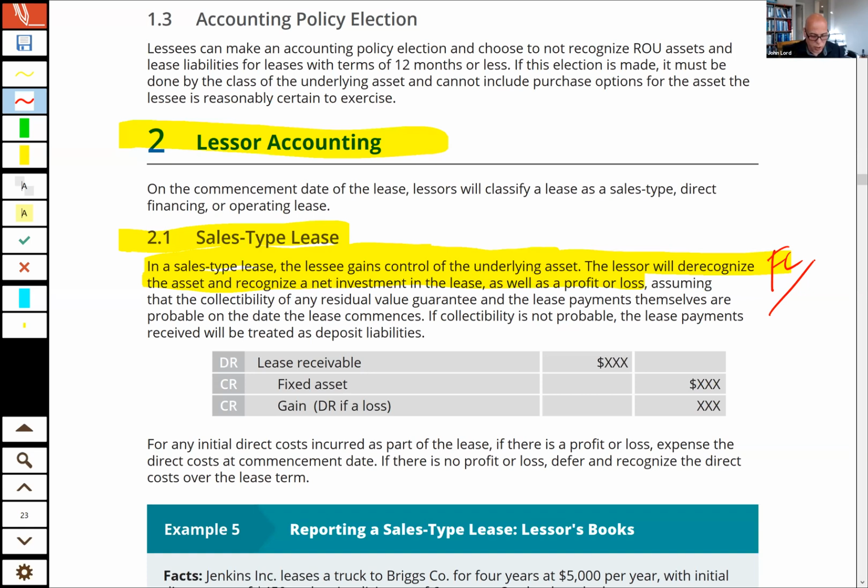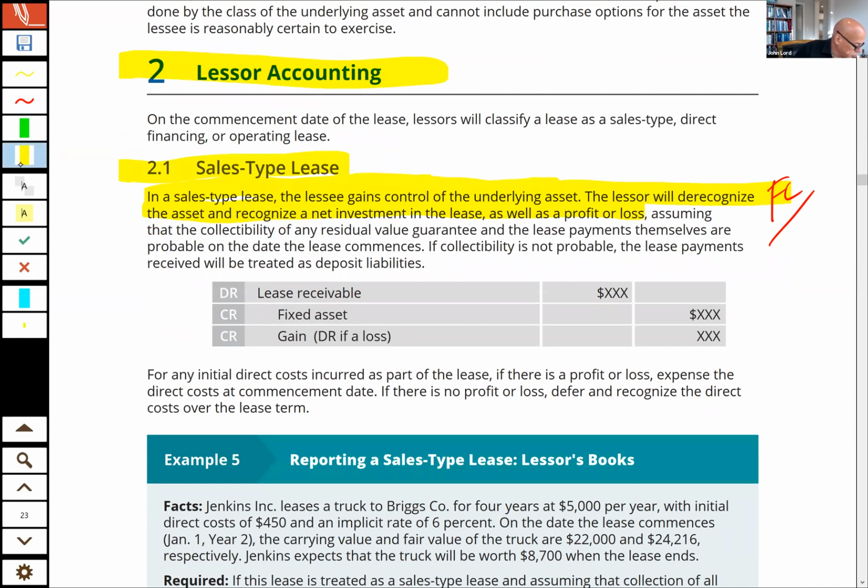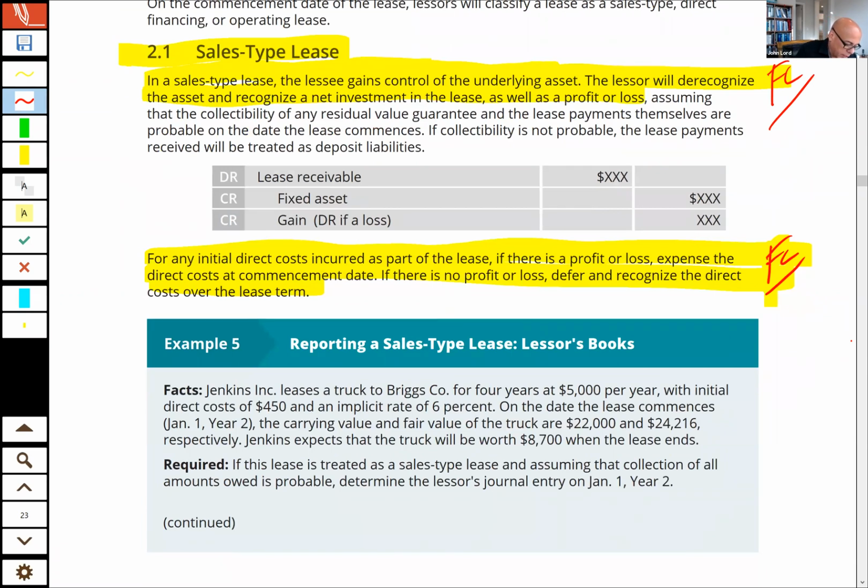And I wrote that in the little chart that they had there at the beginning, that for a sales type lease, the lessor will recognize gains and losses on these. Now, here come these initial direct costs again. For any initial direct cost incurred as part of the lease, if there's a profit or loss, expense the direct costs at commencement date. If there is no profit or loss, defer and recognize them over the term of the lease. Flashcard that. It makes sense that if you're taking a profit or loss on this, then any additional cost would be matched with that gain or loss at the time of the commencement of the lease. If not, no profit or loss, then don't recognize those at commencement and amortize them over the term of the lease.